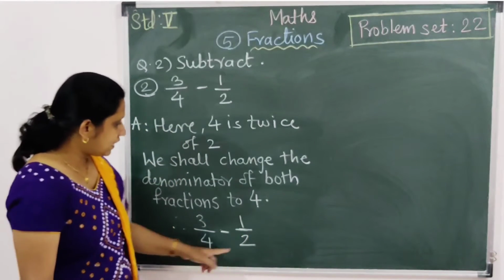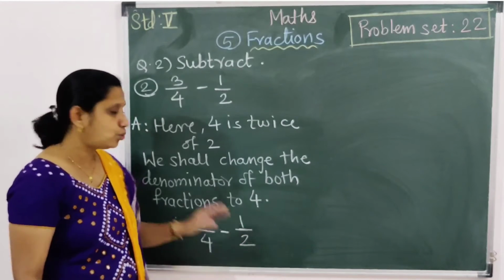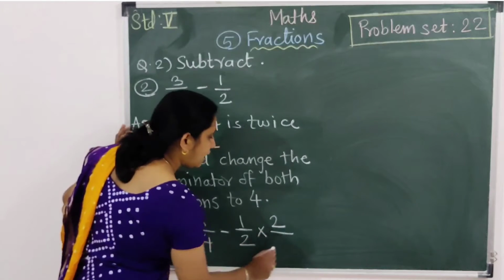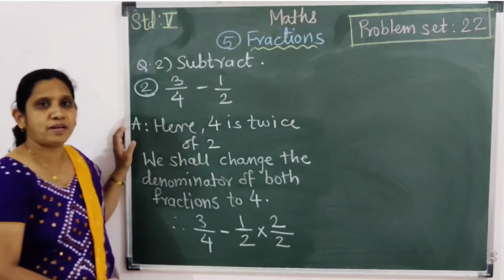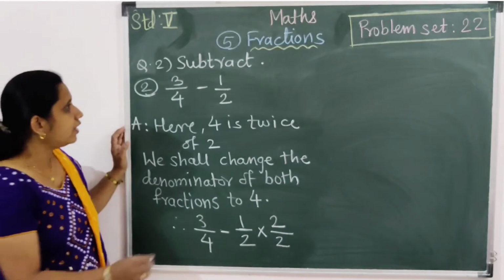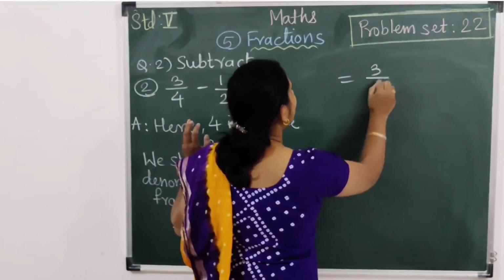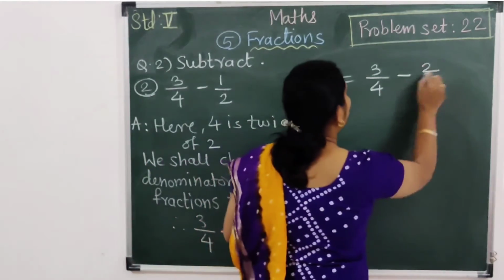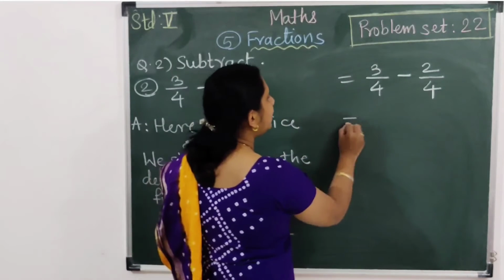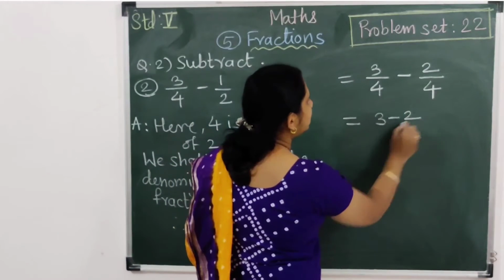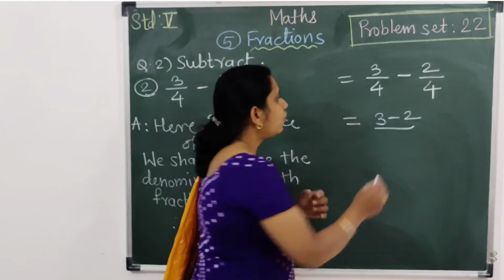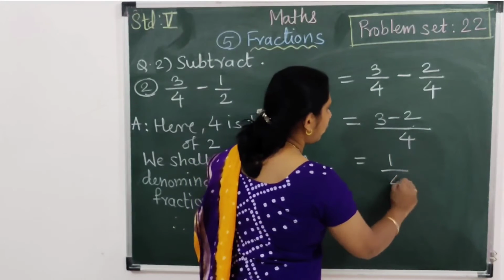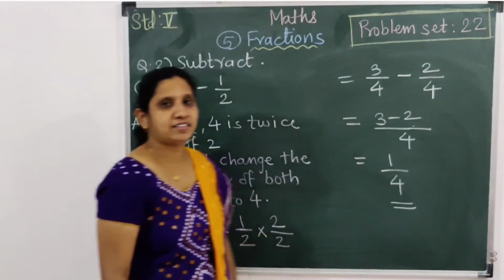We have to change this denominator to 4. So 2 2s are 4. That is why we have to multiply in the numerator by 2 as well as in the denominator also by 2. Okay. So this is equal to 3 upon 4 minus 1 2s are 2 upon 2 2s are 4. So in the numerator what will we get? 3 minus 2. As denominators are same, we have to write it only once. So 3 minus 2, 1 upon 4. This is our final answer.